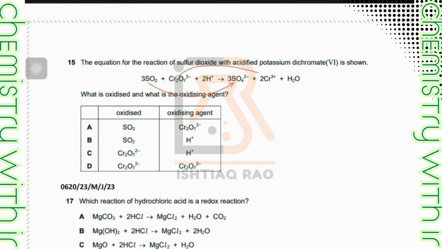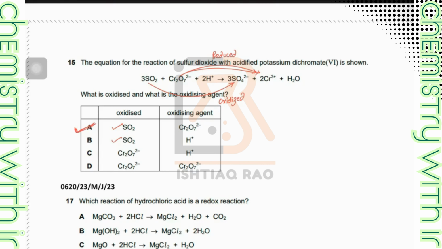Sir, is the answer B? No, no, no. This is loss of oxygen. Loss of oxygen means that it's getting reduced, and gain of oxygen means it's getting oxidized. So SO2 is oxidized. It may be A, it may be B. Of course, A is correct.